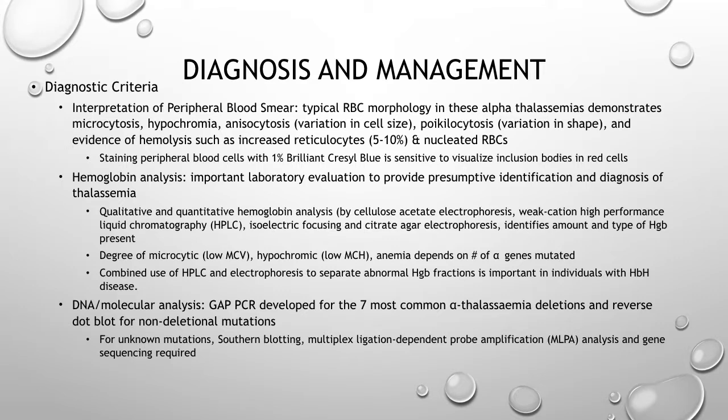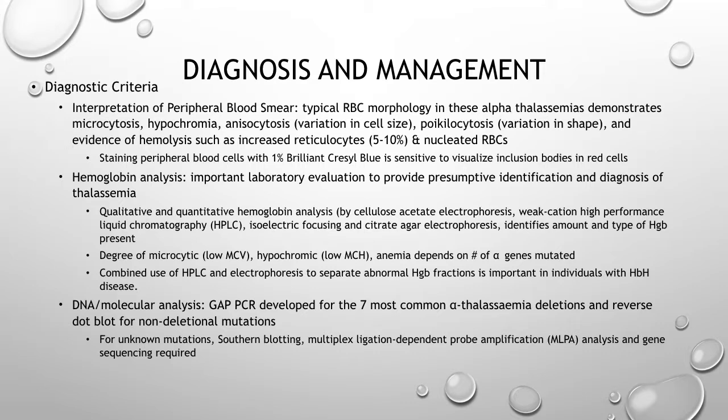Clinical information that is necessary for an analysis includes your age, ethnicity, the history of the onset of anemia, pregnancy status, the history of blood transfusion, as well as the date of the most recent transfusion if you had one, and a family history. The qualitative and quantitative hemoglobin analysis is either done by cellulose acetate electrophoresis, weak cation high performance liquid chromatography, isoelectric focusing, and citrate agar electrophoresis, which identifies the amount and type of hemoglobin present.